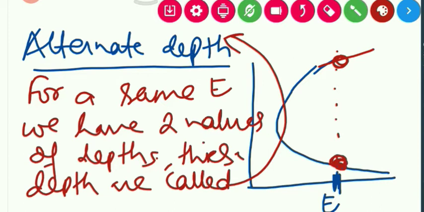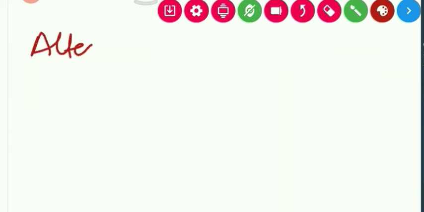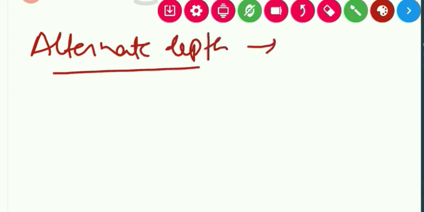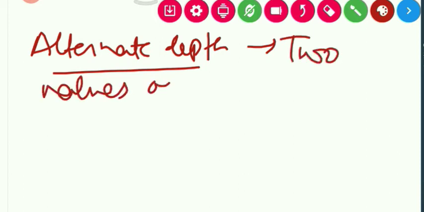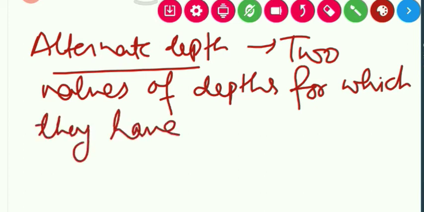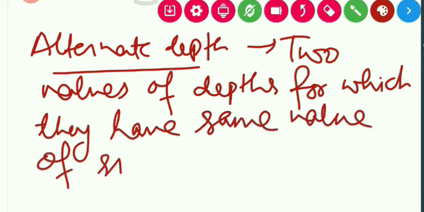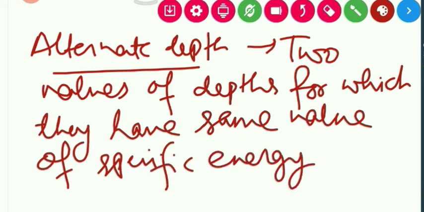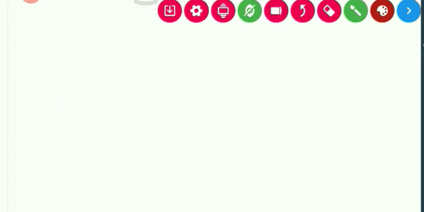So what is alternate depths? The definition can be written as: two values of depths for which they have the same value of specific energy. So we have alternate depths.